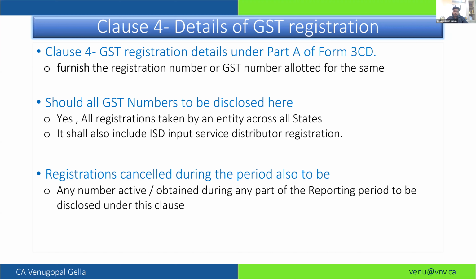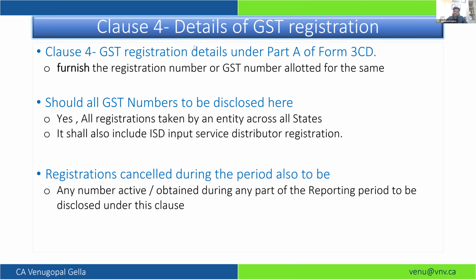In clause 4, we need to furnish the details of the GST registration. Okay. So in clause 4, all the GST registration details we need to furnish. So should all the GST numbers be disclosed here? Yes. All the GST registrations taken by an entity across all states, including the ISD registration, that is Input Service Distributor registration also, we need to furnish in Part A of Form 3CD. And if a registration is cancelled in the middle of the year, even then we need to report that GST number in clause 4 of Form 3CD.